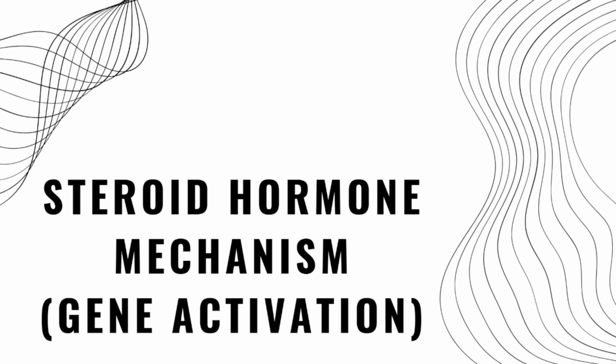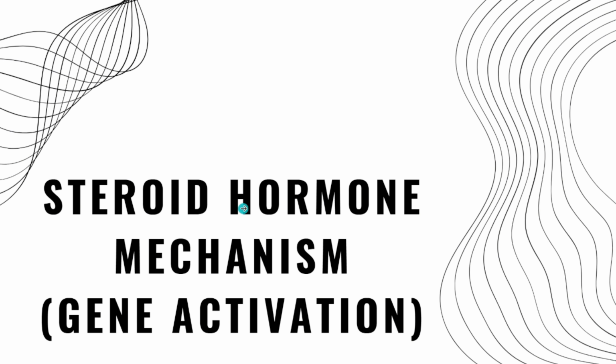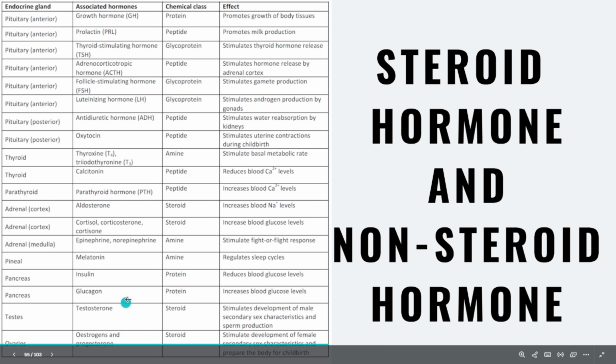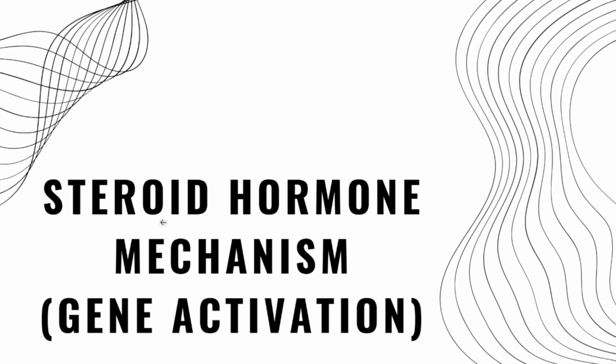Okay, you know that steroid hormone, when it's secreted from any endocrine gland, will be transported through the blood and go to the target organ. Once it reaches the target organ, how does this hormone affect this organ, affect the cell? So for steroid hormones, for example sex hormones like progesterone, estrogen, and also aldosterone, this hormone acts through gene activation.